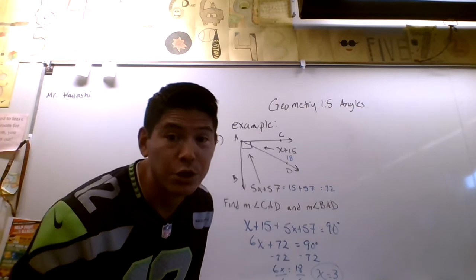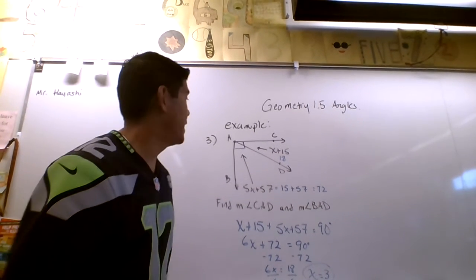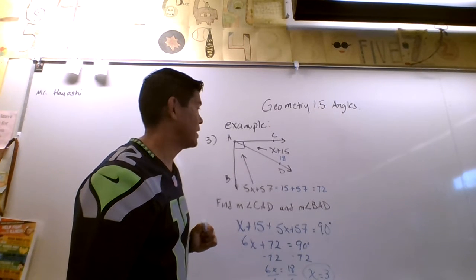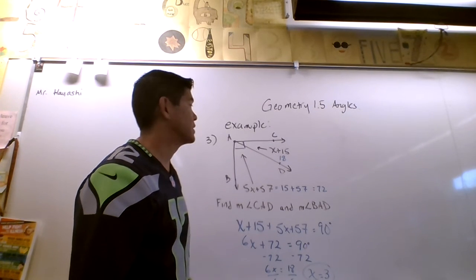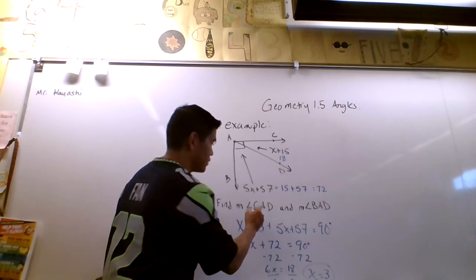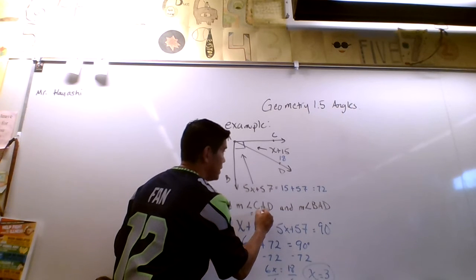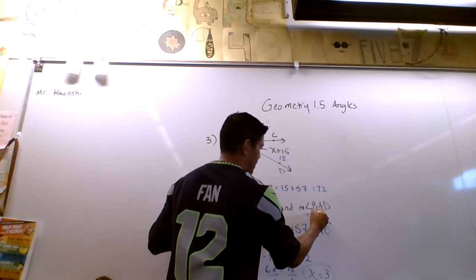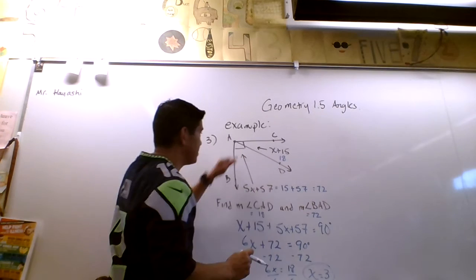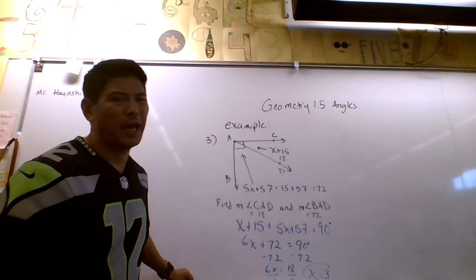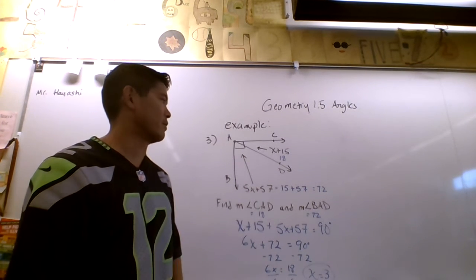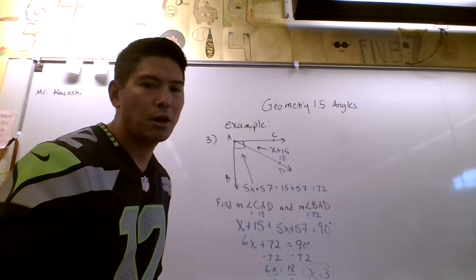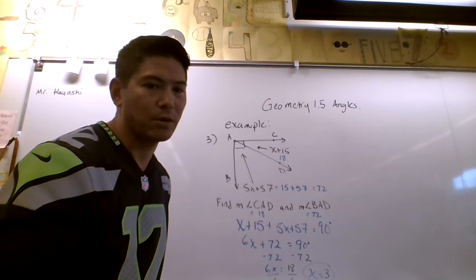The other way that we could have found the measure of angle BAD, as long as x is equal to 3, is you could just subtract 18 from 90 to get the measure of angle BAD, 72. So the measure of angle CAD is 18 degrees, and the measure of angle BAD is 72 degrees. These add up to 90, which they should. We'll talk a little bit more about this later on in the year, but these two angles, since they do add up to 90 degrees, are what are called complementary angles.